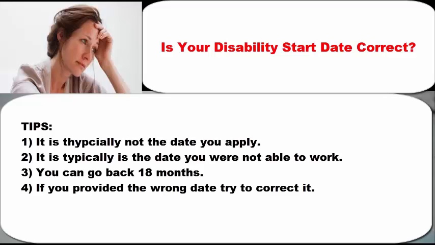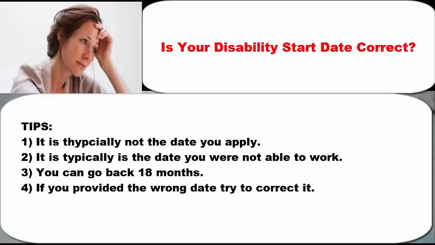Well, just one thing is that they won't go back any farther than a year and a half from the date they applied. If they apply in November and they say they were disabled 2 years ago, they won't go back that far. They'll go back a year and a half.